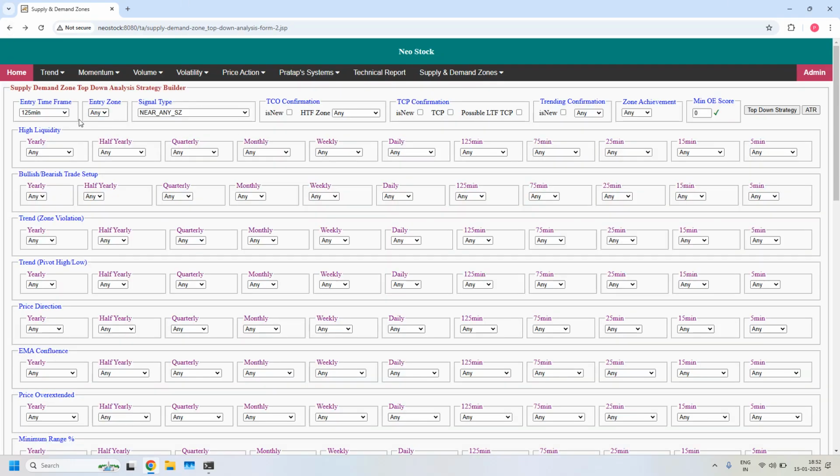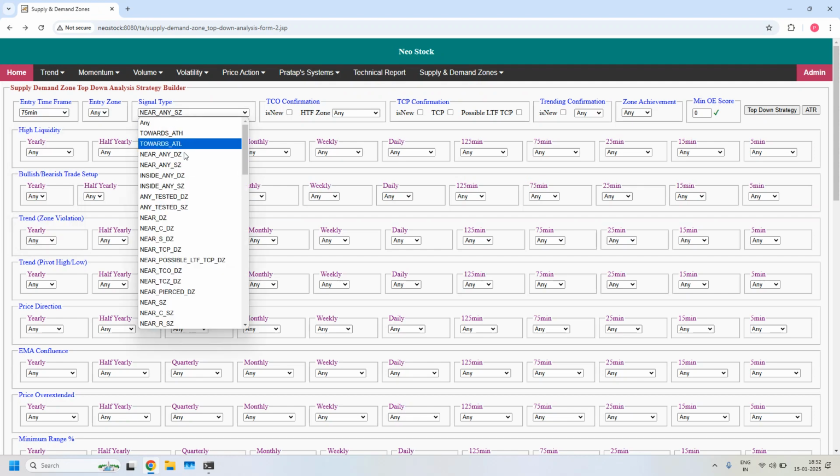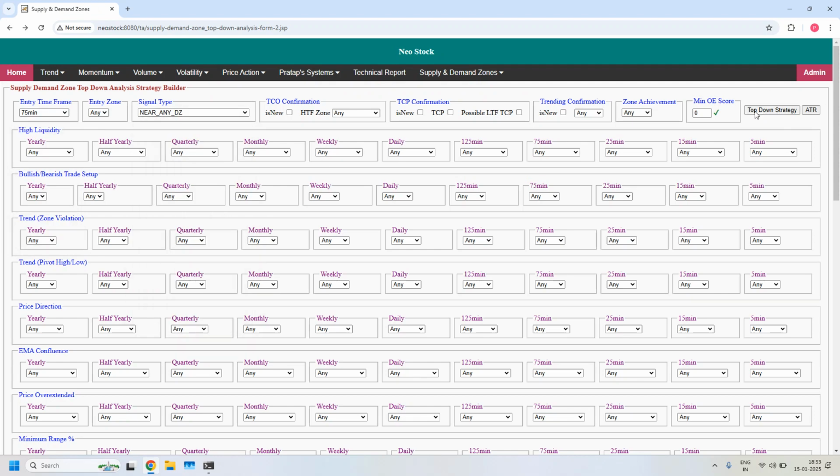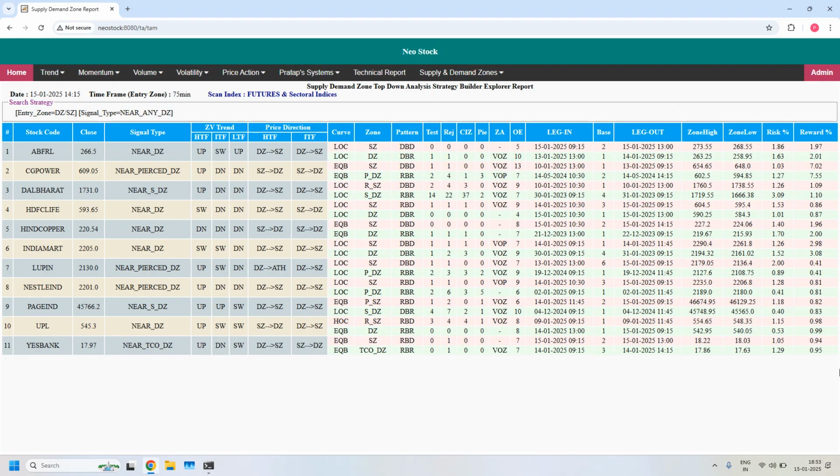Next time frame is 75 minutes. Entry time frame 75 minutes. Let us find the stocks near 75 minutes demand zone. We got 11 stocks. Let us identify high liquidity zones from the list. Dalmia Bharat is a pierced zone. We can't use it. Page Industries is also a pierced zone. You can't use it. We don't have any high liquidity 75 minutes demand zone from this list.